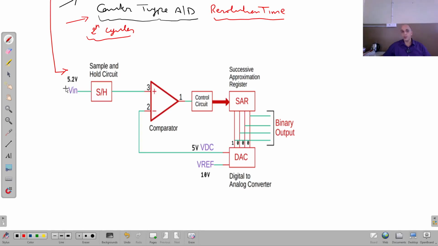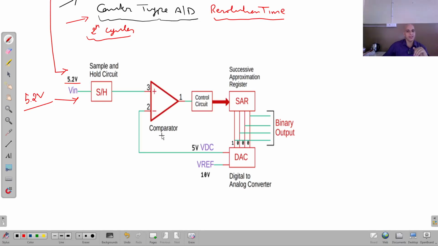This is the input voltage, the analog input voltage that we are going to convert into the corresponding digital signal, and in this case I have taken it as 5.2 volt. You can see here this is a sample and hold circuit, which is taking samples of this input signal after regular intervals of time. This is a comparator circuit, with terminals 1, 2 and 3.